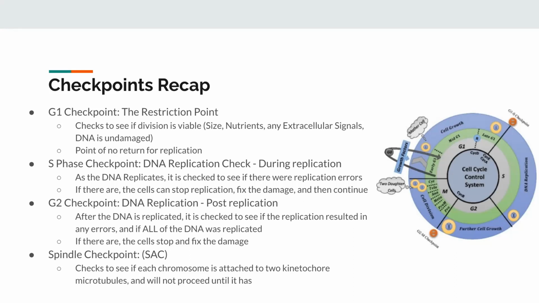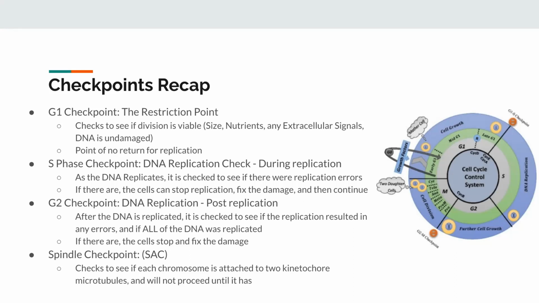And if there are any errors, again, it'll fix those errors before it moves on. It also makes sure that all the DNA was replicated, because the S phase checkpoint is just checking that the process of replication is happening right, but it won't check to see if there's any DNA that wasn't replicated. G2 checks to make sure that all the DNA that was supposed to be replicated has replicated.